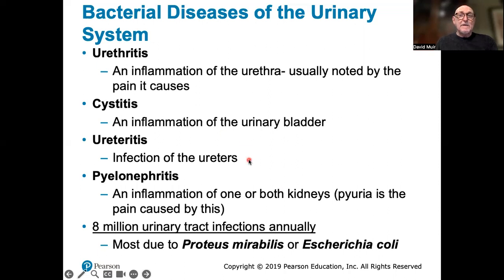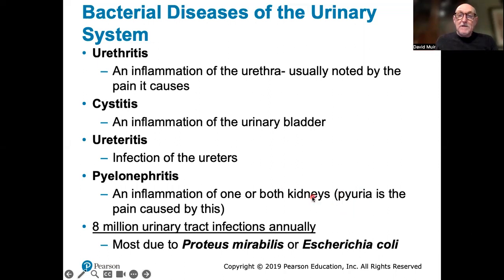Ureteritis is potentially very serious. This is inflammation of the ureters leading from the kidney down to the bladder. And pyelonephritis is an inflammation of one or both kidneys. This can cause intense pain, and the pain is called pyuria. It refers specifically to kidney pain.